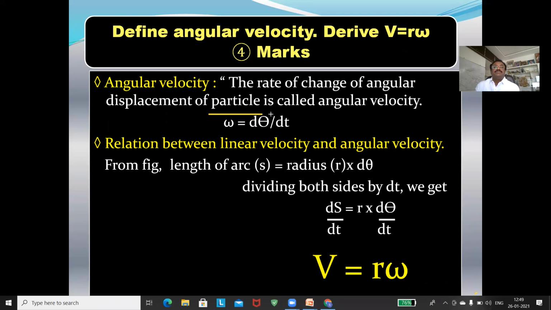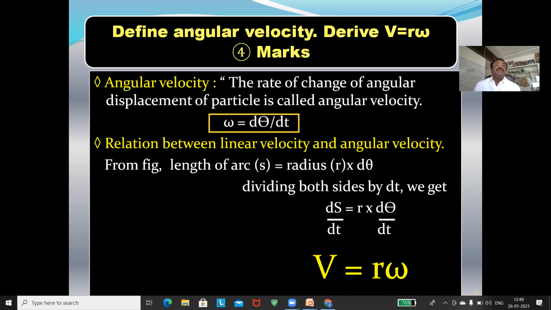Omega is equal to d theta by dt. The rate of change of angular displacement of the particle is called angular velocity. So when the body is rotating in a circular path, the body may have both velocities. Now, here I am going to derive the relation between both velocities of the rotating body.